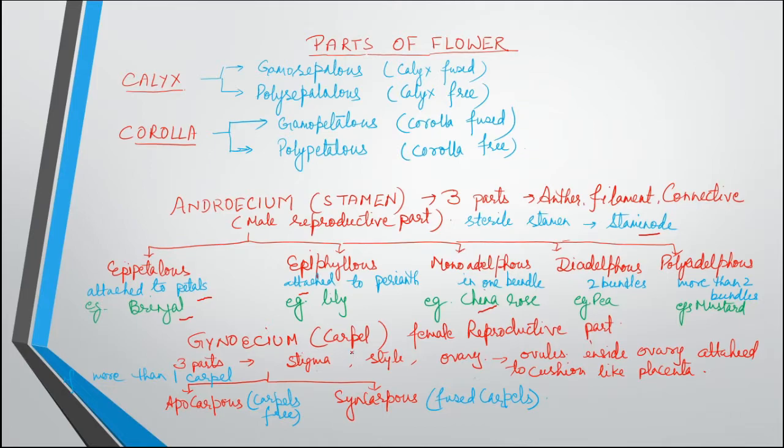It is also known as carpel, the female reproductive part of the flower, having three parts, that is stigma, style and ovary, and the ovary includes the ovule inside it, which is attached to a cushion-like structure known as placenta. In some plants there is more than one carpel. If these carpels are fused, such a gynoecium is known as syncarpous, and if the carpels are free, not fused, then it is known as apocarpous. In this way different names are there for gynoecium.